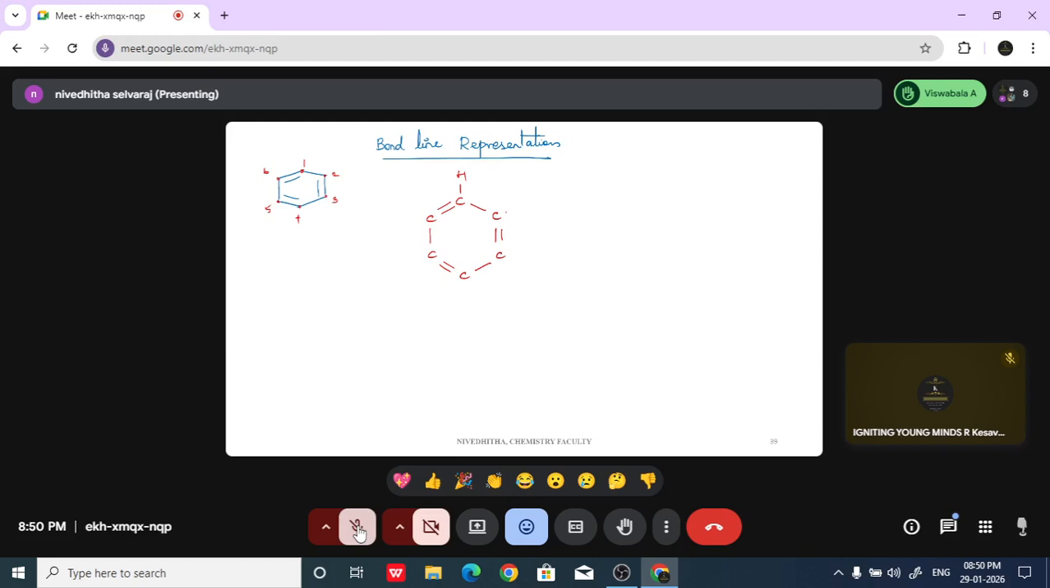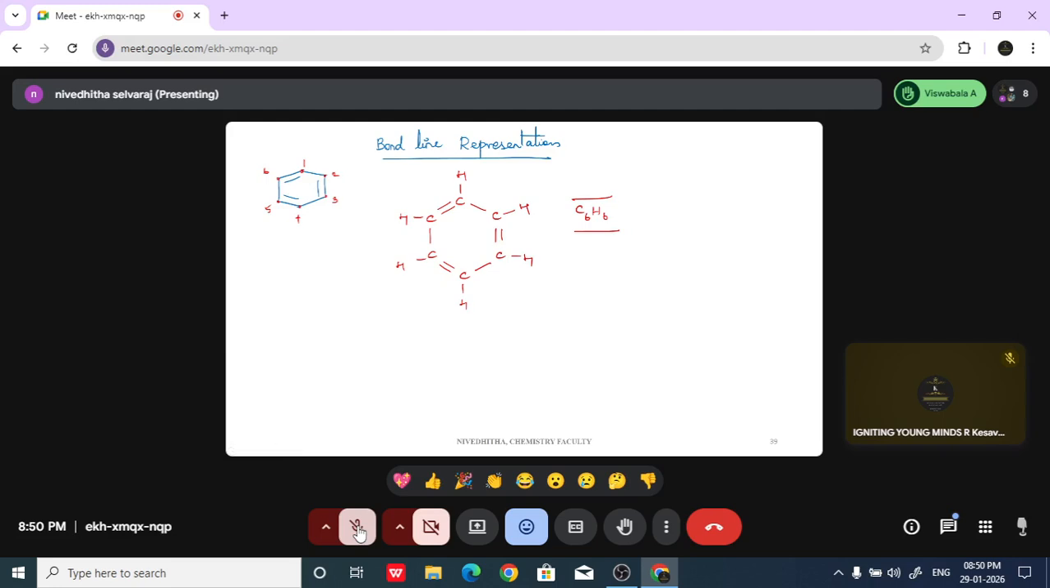And how about this carbon? Here also we need one more bond with hydrogen, and likewise for each of the others. That's it. So this is the actual structure of benzene, and this benzene has 6 carbons and 6 hydrogens. This is the molecular formula of this compound.